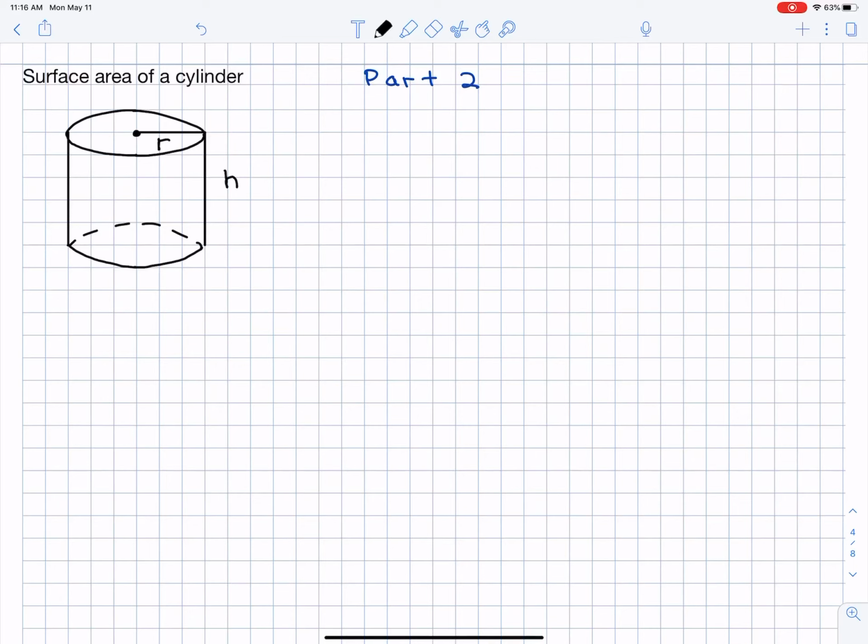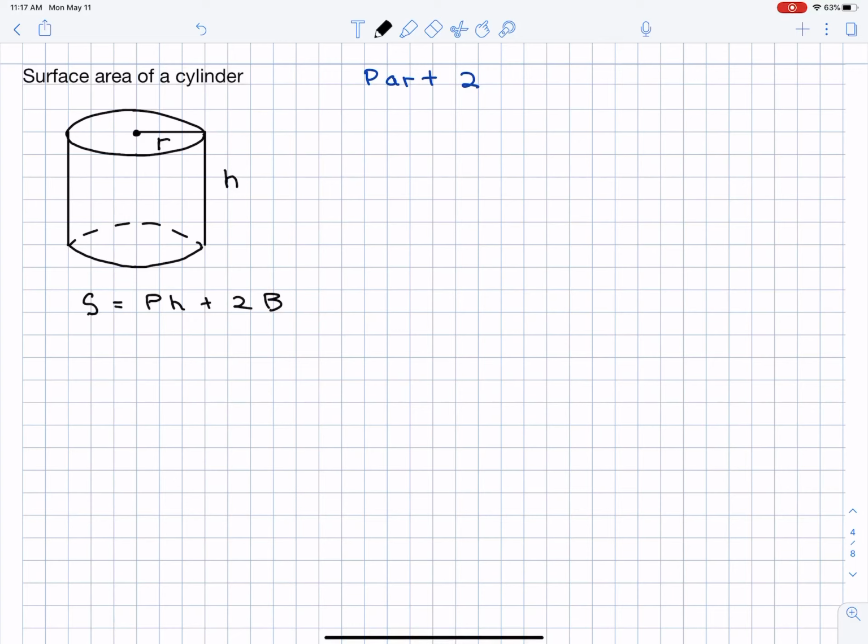Okay, this is going to be part 2 of our surface area of prisms and cylinders lesson. In this part, we're going to focus on cylinders. So if you remember from last time, hopefully you do, we said that the surface area of a prism was equal to the perimeter times the height plus the two bases.